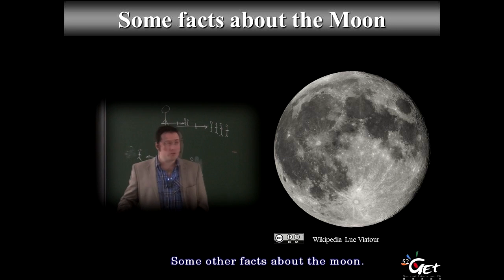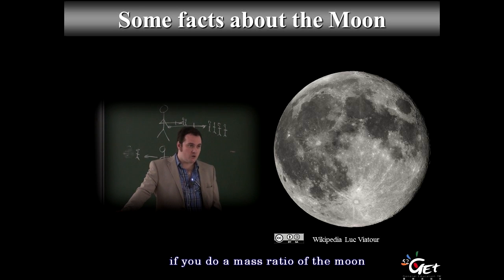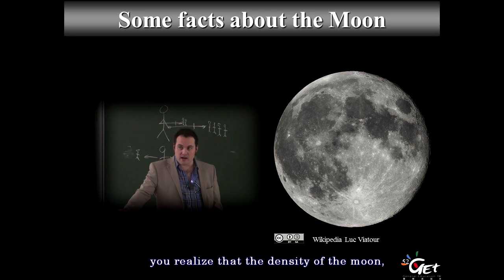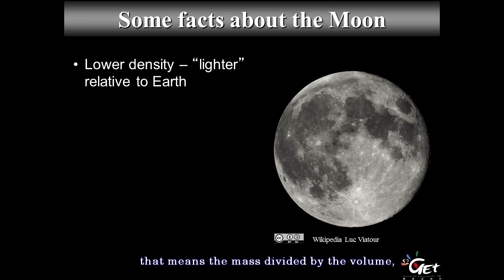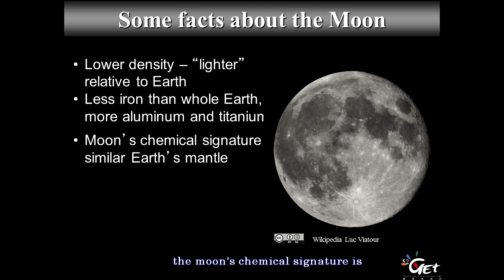Some more facts about the Moon. If you compare the mass ratio of the Moon to the size ratio, you realize that the density of the Moon, meaning the mass divided by the volume, is far lower than the density of Earth. There is less iron on the Moon than on Earth, but more aluminium and titanium. Actually, the Moon's chemical signature is extremely similar, worryingly similar, to the Earth's mantle chemistry.